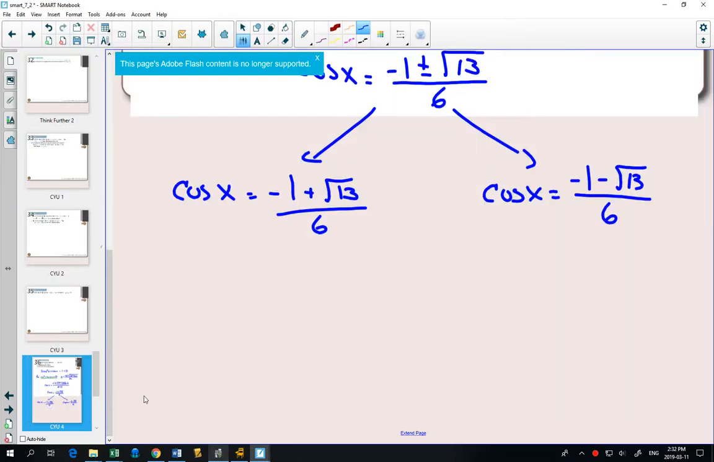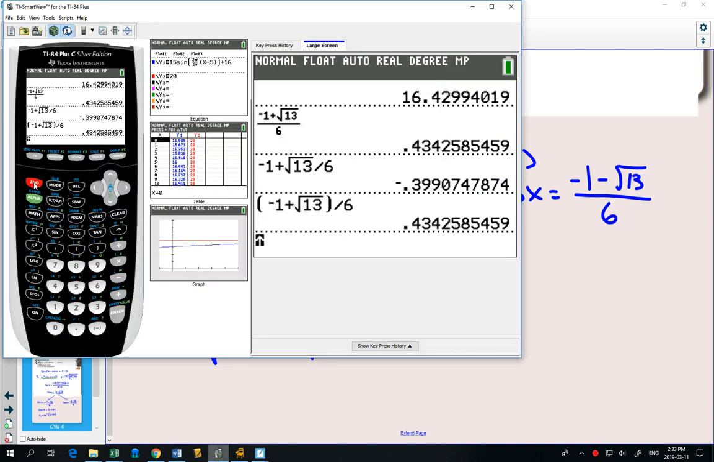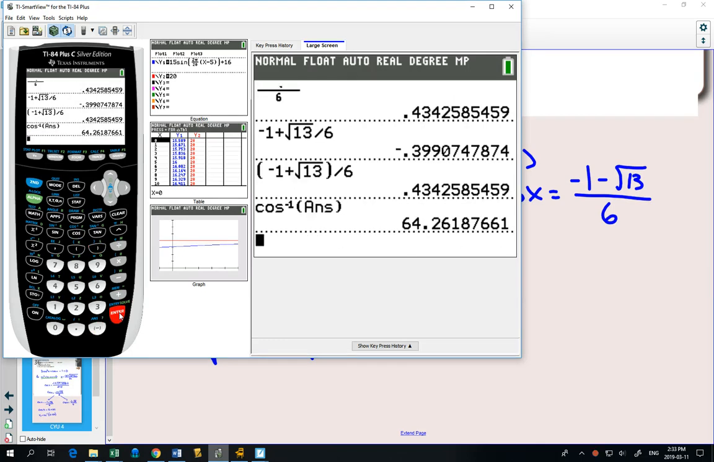So we're going to solve this left-hand side first. What would I need to do when solving? I have to find my reference angle first. Your reference angle is always cos inverse of the positive value. It's already positive, so that part is good. We can go to our calculator. Cos inverse of that answer. And I find out my reference angle is 64.2.